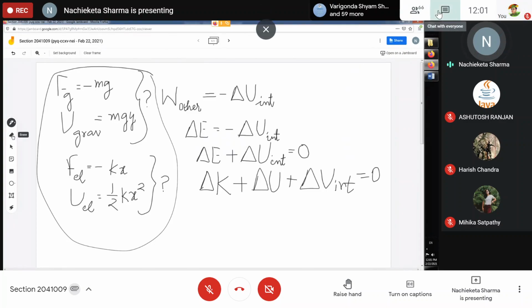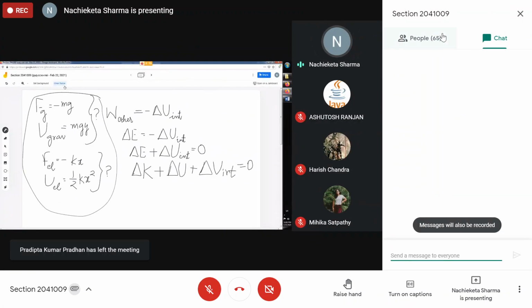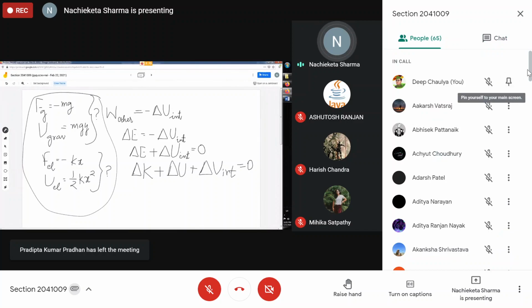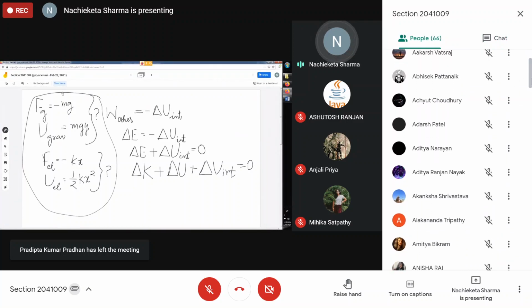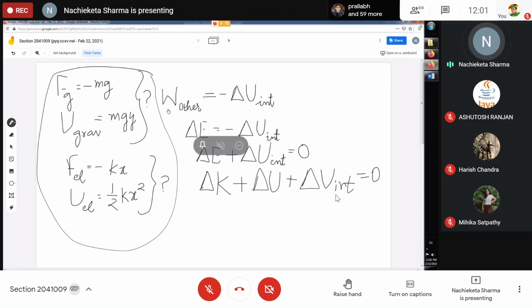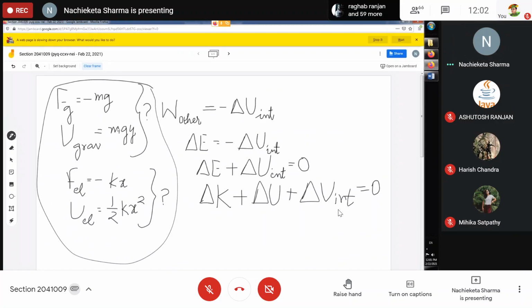Okay, so I should stop here, and in the next class I will be taking up this interesting relationship between the conservative force and its associated potential energy function.